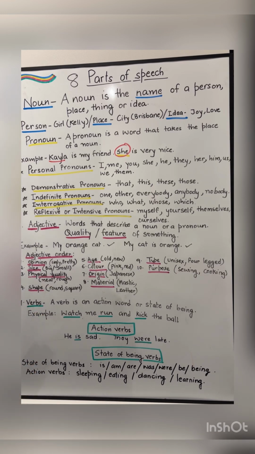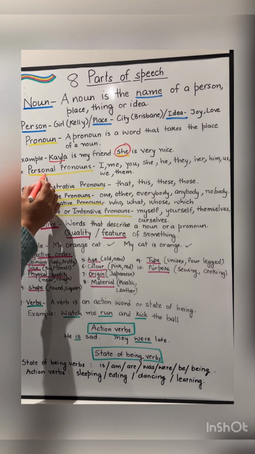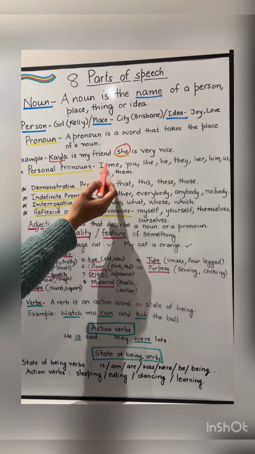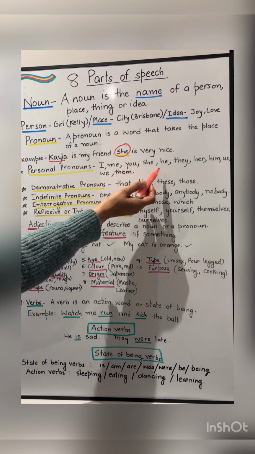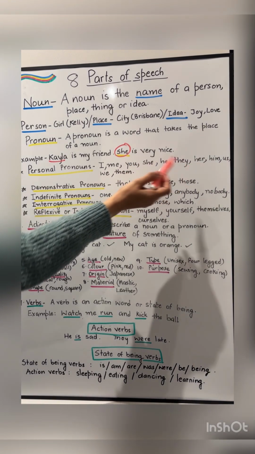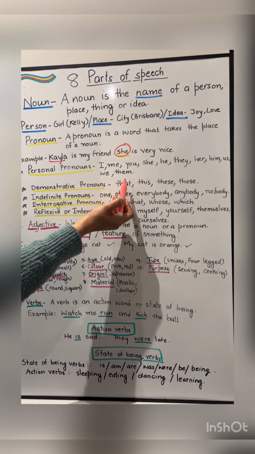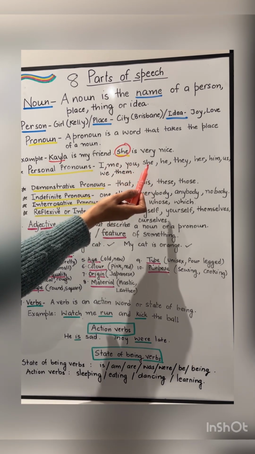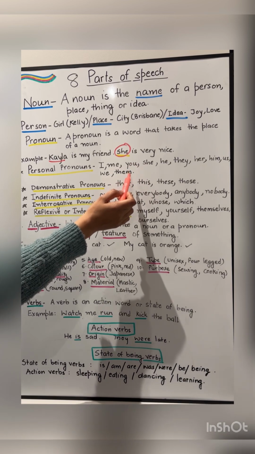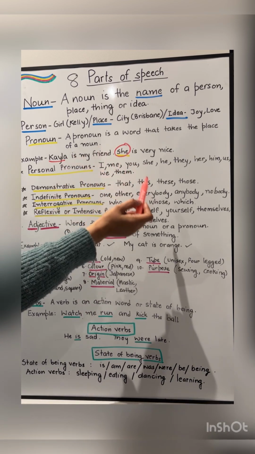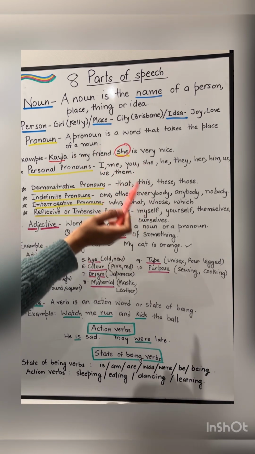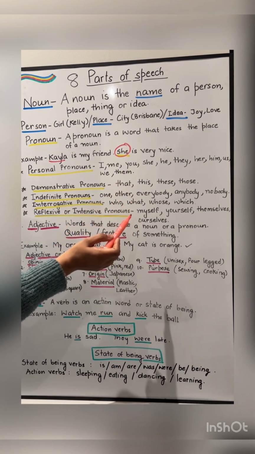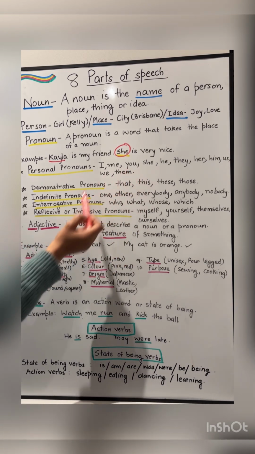There are different kinds of pronouns. The first ones are personal pronouns. That means I, me, you, she, he, they, her, him, us, we, them. I can say, you are very beautiful. Or I can also say, for example, Kyla is very beautiful. But when I'm using a pronoun, I'm going to say either she or you.